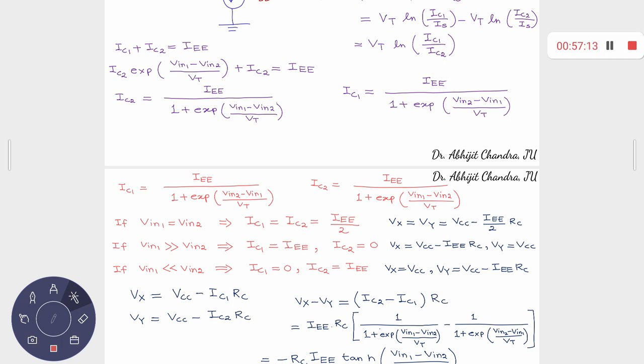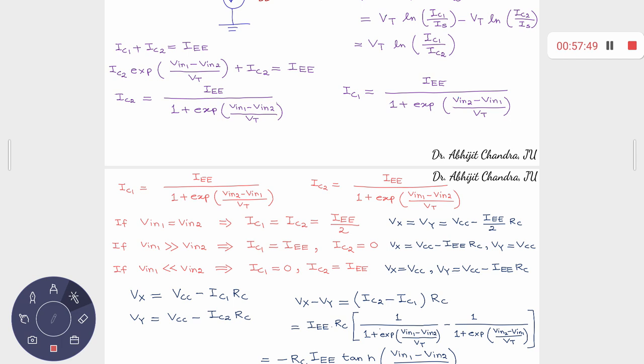When V0 is much greater than V2, what happens? IC1 carries the entire current, IC2 is equal to 0, Vx is equal to VCC minus IE RC, and Vy is equal to VCC. And when V0 is much less than V2, transistor Q1 will be driven into cutoff, Q2 will be driven into saturation and will carry the entire current, and Vx is equal to VCC, Vy is equal to VCC minus IE RC. So the expression that you have got for IC1 and IC2 can be justified very well from our qualitative discussion.